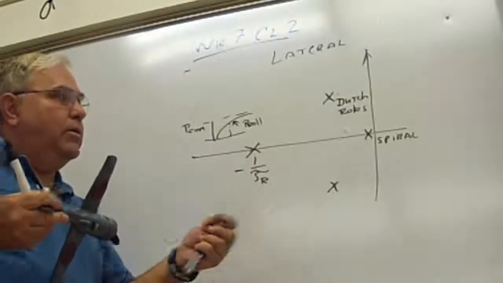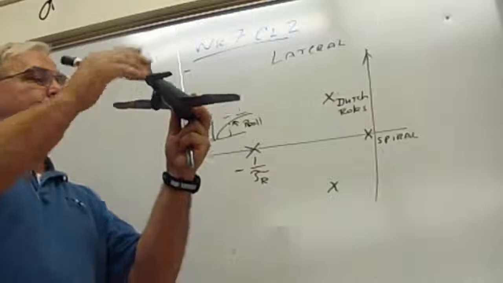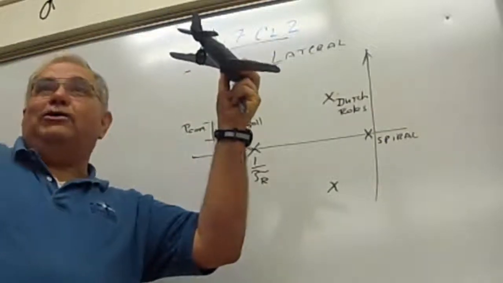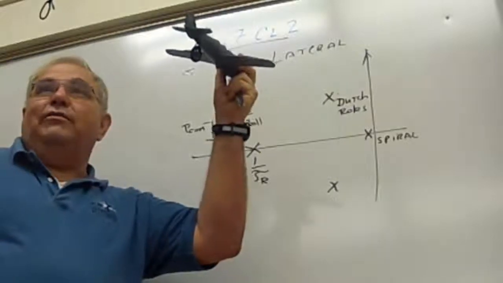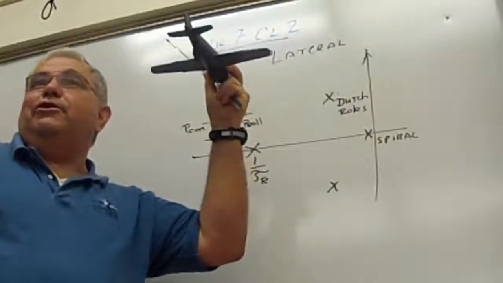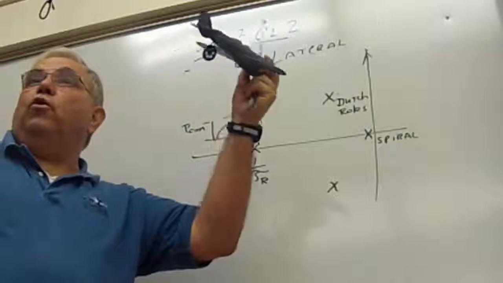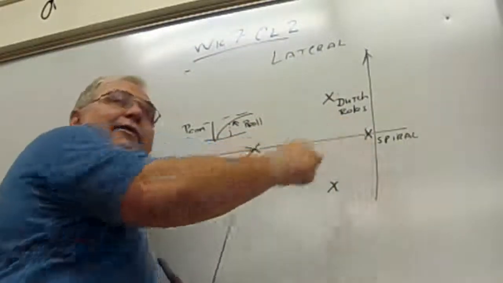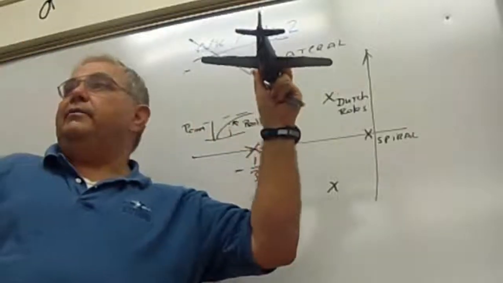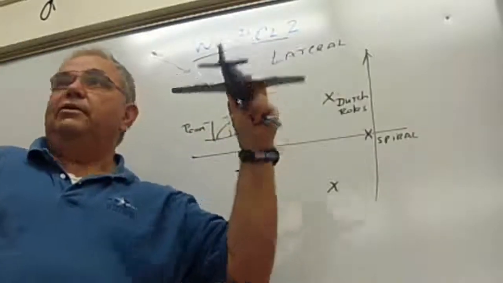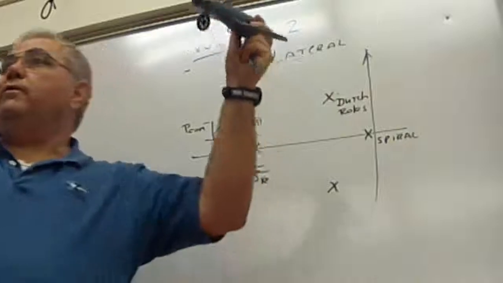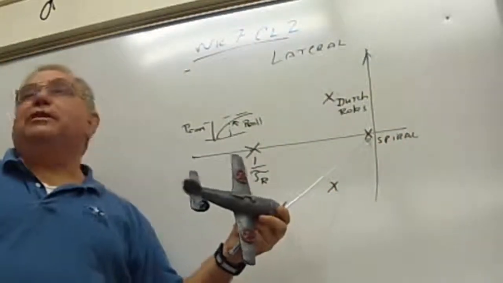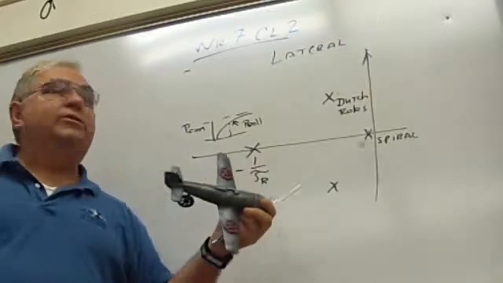The spiral mode means if I put the airplane in 10 degrees of bank and let it go, just watch it. Will it roll back to level flight real slowly? Or will it roll over and go into the drink? Well, if this is slightly to the left, it will roll back to level flight. If this is slightly to the right, it will roll over into the drink. So the spiral mode can be stable or unstable, but it's going to be very slow. Most pilots don't even notice it.